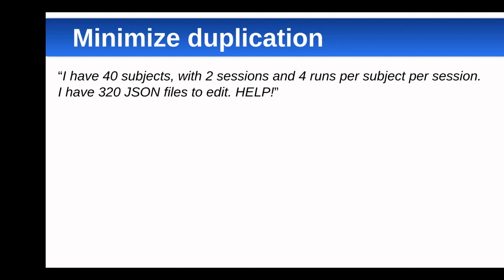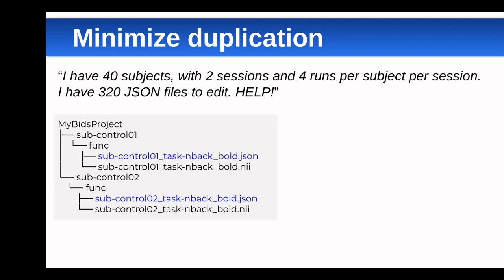For example, imagine that you have 40 subjects and each of them had 2 sessions and 4 runs per subject per session. If you do the math very quickly, that's 320 JSON files to edit, for example if you want to follow the advice I gave you right before, where you want to add extra information for what the task was. Now you have to edit all those files, and you're not really looking forward to spending the next 2 days just opening each file and copy pasting things. So this is the minimal example of this, with just two subjects.